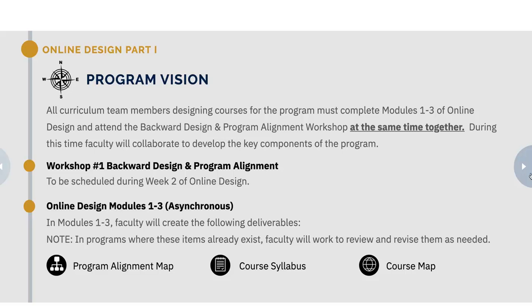In week 2, faculty will all come together to participate in a program alignment and backwards design workshop where you will really take a step back, look at your entire program laid out on a map or a spreadsheet, and see what are the key components being addressed in each course, what are the key assessments, what are the learning outcomes being mastered. Is there any need for change? Is there too much repetition? Is there a gap anywhere? And really start to come together to form a vision for that program.